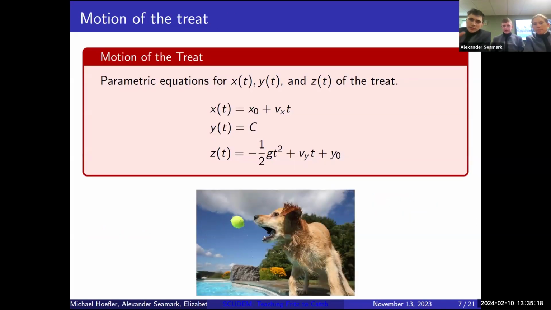Okay, so as Fetter was saying, we're working in 3D. These are our parametric equations for the motion of the treat. These pretty much arise just from physics, like projectile motion is where the Z component comes from, and the X component. To simplify things, we decided to keep the Y component constant for our first rendition of the model. So that's basically just the position of the treat with respect to time.